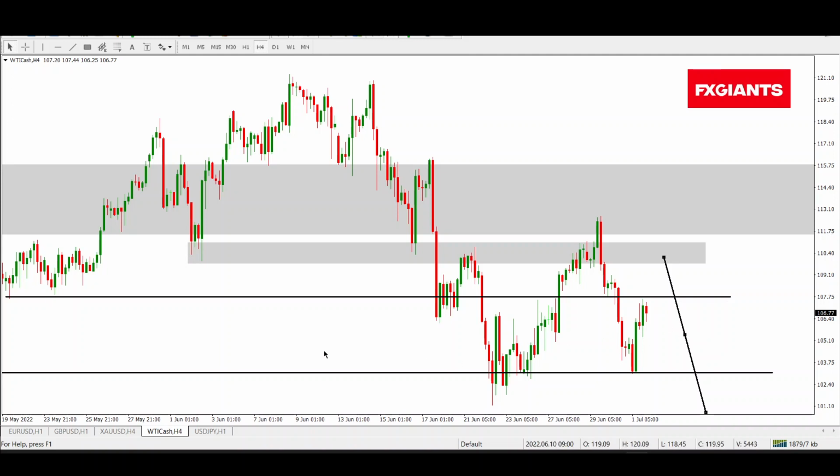So that's going to be it for today. In the course of the week, we are still going to review this and see how price has developed. Then we take more trades based on this analysis.